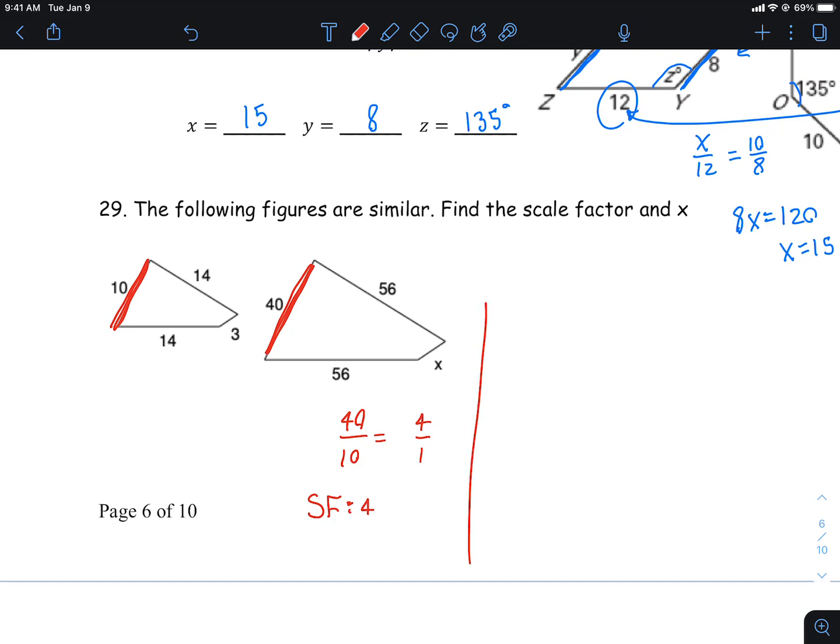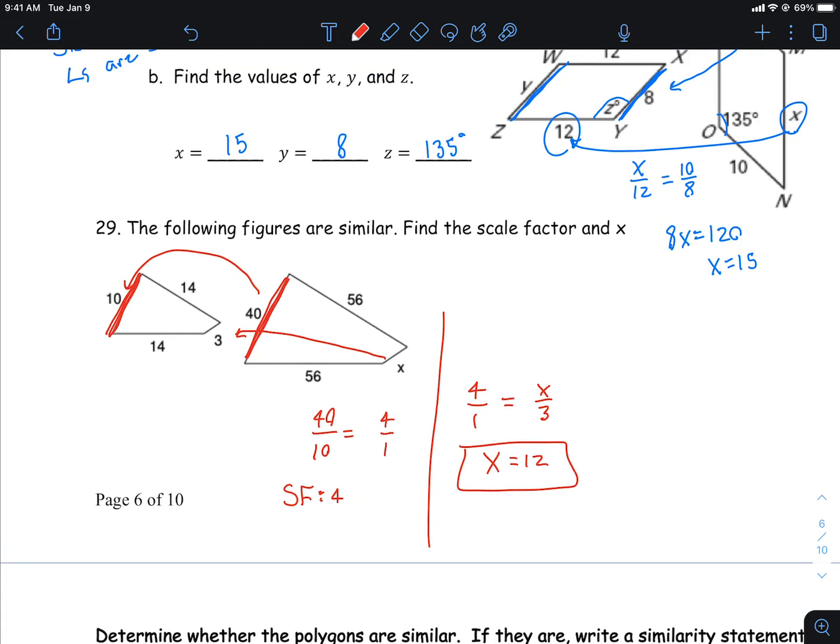And then next we can set up a ratio. If you want to use the 40 to 10 again, you can, or if you want to use 4 to 1, the scale factor, you can use that. Either way, you'll go 4 to 1 or 40 to 10. That'll equal, and we're trying to find x. X looks like it matches with 3 here, so we'll go x to 3. Then you can cross multiply and divide. That'll be x is 12, just like that. So there's your scale factor of 4 or 4 to 1, and then side x.